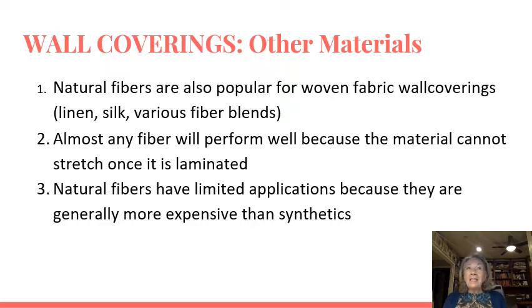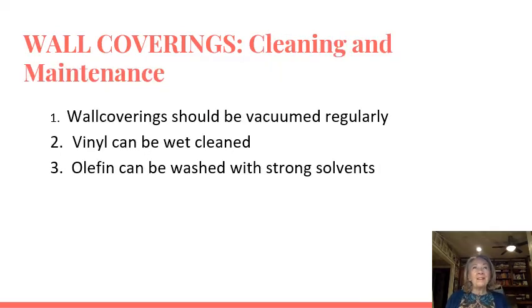Number two, almost any fiber will perform well because the material cannot stretch once it's laminated. So once you have that backing put on it, it's going to give it the dimensional stability. And wouldn't it look fabulous? It would just be fabulous to have some linen or silk fabric on the walls. Number three, natural fibers have limited applications just because they're generally more expensive than synthetics. So that's going to be the drawback of those natural fibers to be used on your walls.